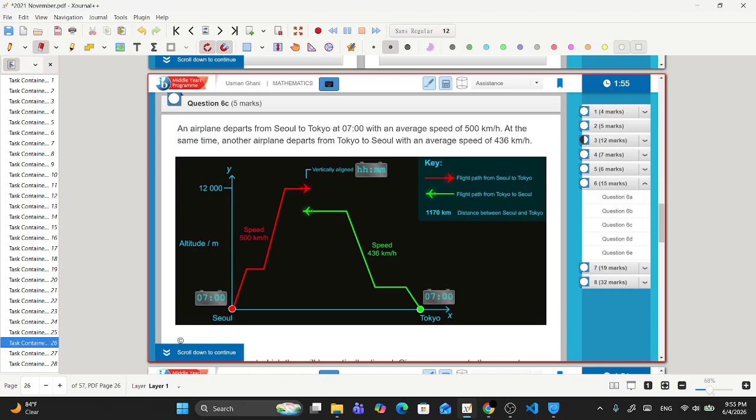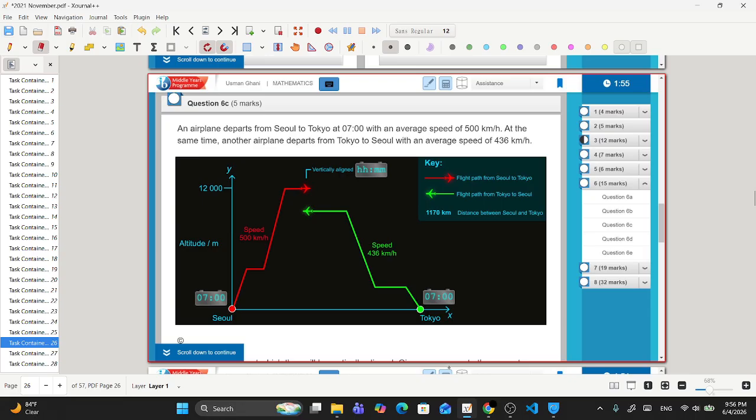So, an airplane departs from Seoul to Tokyo at 7 with an average speed of 500. At the same time, another airplane departs from Tokyo to Seoul with an average speed of 436. Okay. Now, if we were to formulate equations, how would we do it?